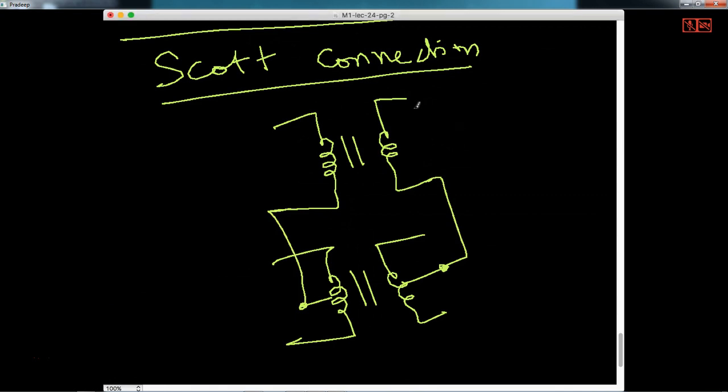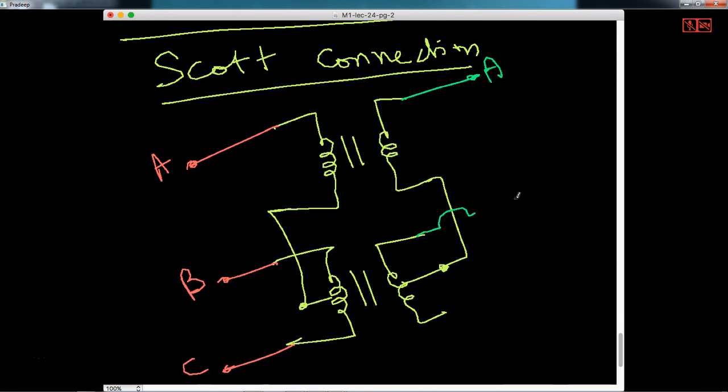Now, once this is there, you have this is the primary A, B, and C, and this is the secondary side, A, this one, B, and C. So this is a kind of, again, a peculiar connection, and this one is again credited to be invented by one Mr. Scott. So that's why on his name this particular connection is there.